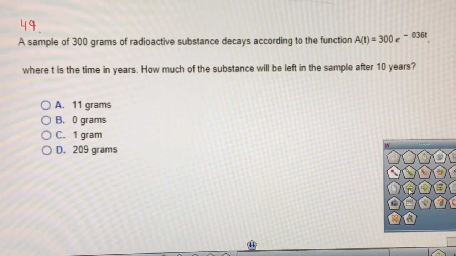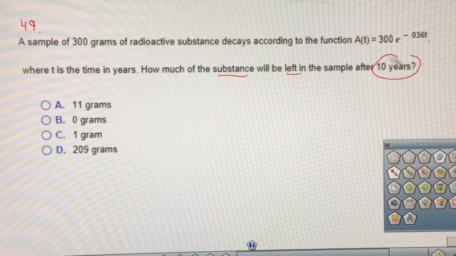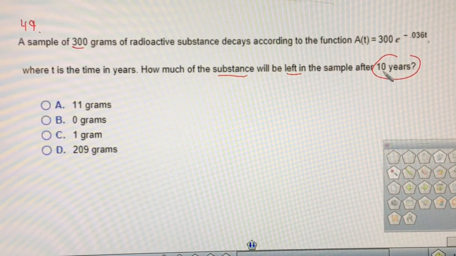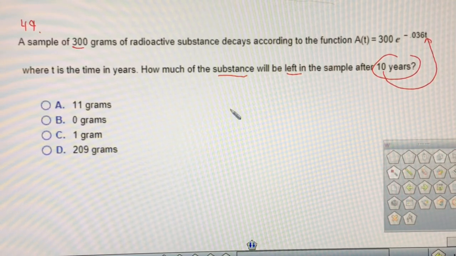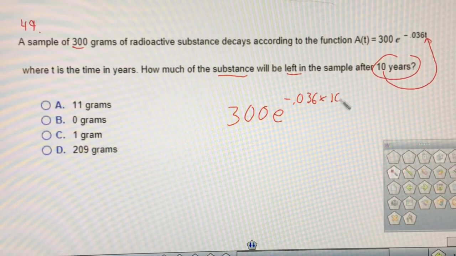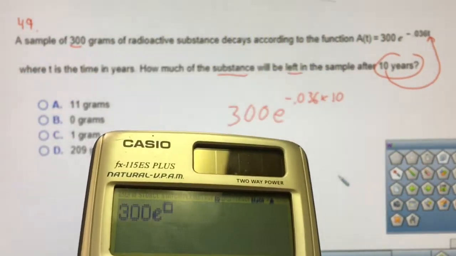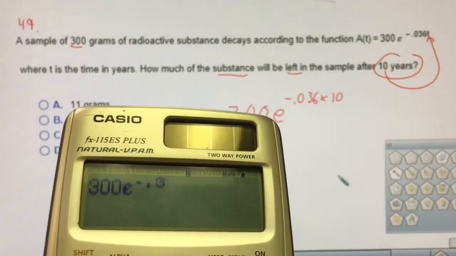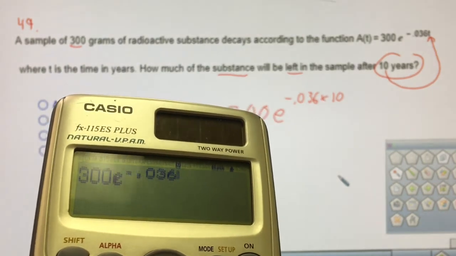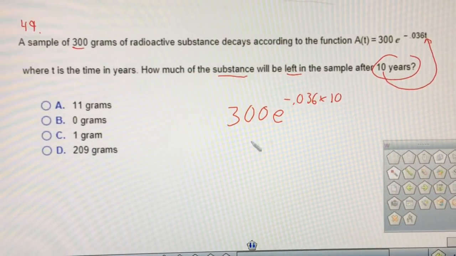49. How much will be left in 10 years? This one is really nice. Sample of 300 grams. Decays according to that. How much will be left after 10 years? All I got to do is take that 10 and plug it in for T. So you're just going to calculator key in 300 e to the negative 0.036 times 10. And it'll squeeze out the correct answer pretty rapidly. 300, shift E, E box, negative 0.036 times 10. 209 grams will be left. And there it is, choice D.